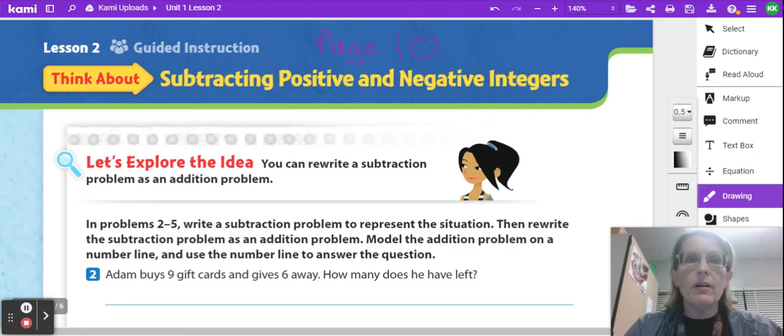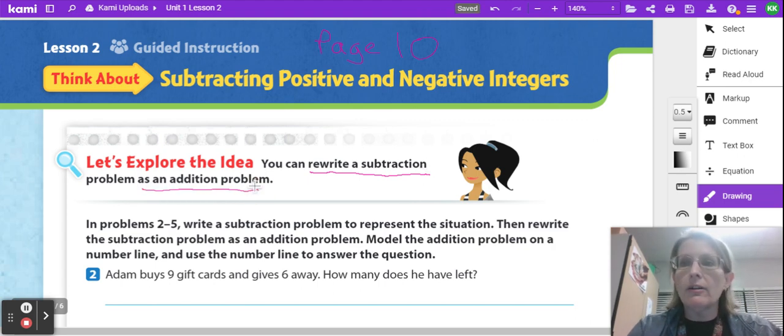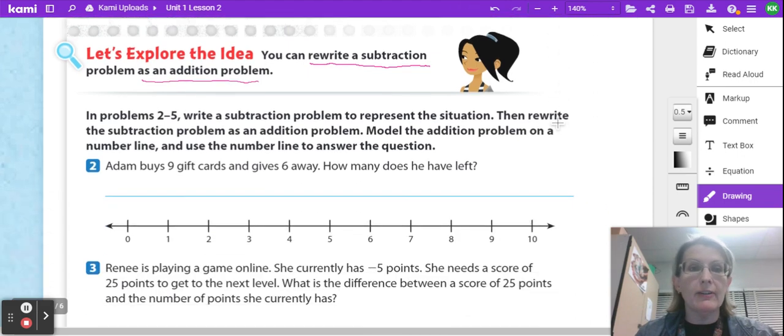Today we are on Unit 1, Lesson 2, which is on page 10 in your workbook. Today we're going to be talking about subtracting positive and negative integers, and our method is going to be to rewrite subtraction as addition. So we talked a lot about how subtracting is the same thing as adding a negative number in the first lesson.